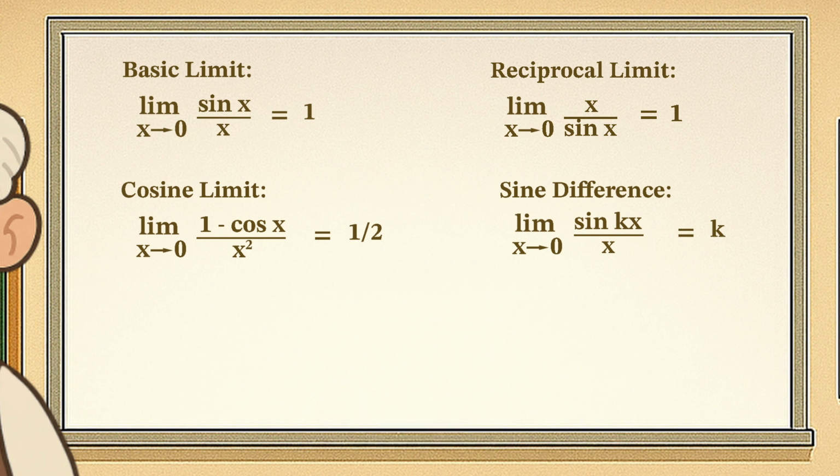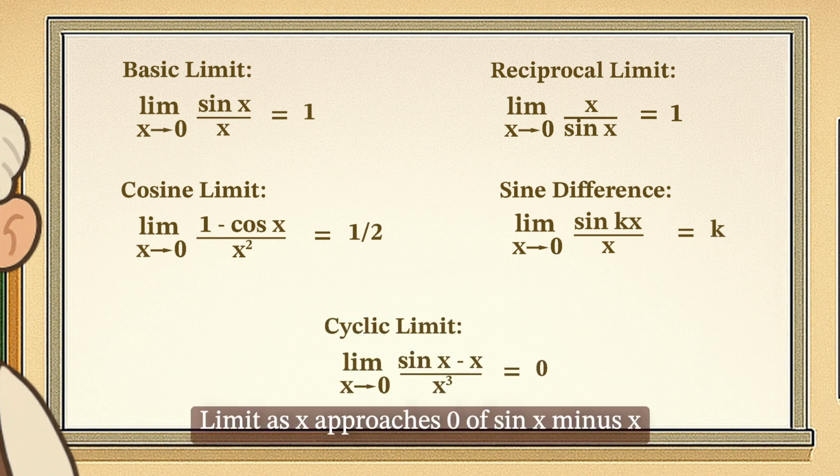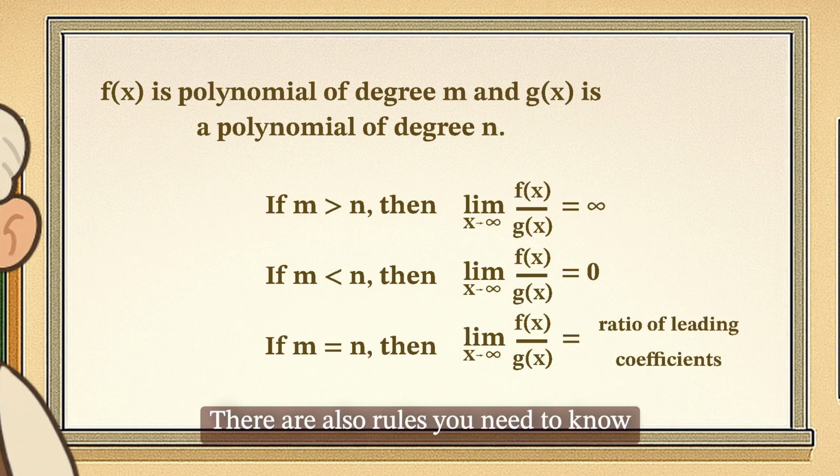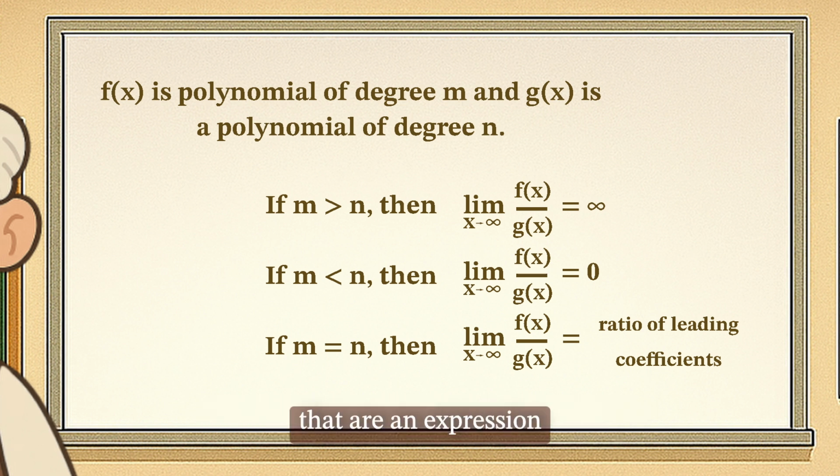Sine difference: limit as x approaches 0 of sine kx over x equals k. Cyclic limits: limit as x approaches 0 of sine x minus x over x cubed equals 0. There are also rules you need to know when evaluating limits at infinity for rational functions, that is, functions that are an expression over another expression.